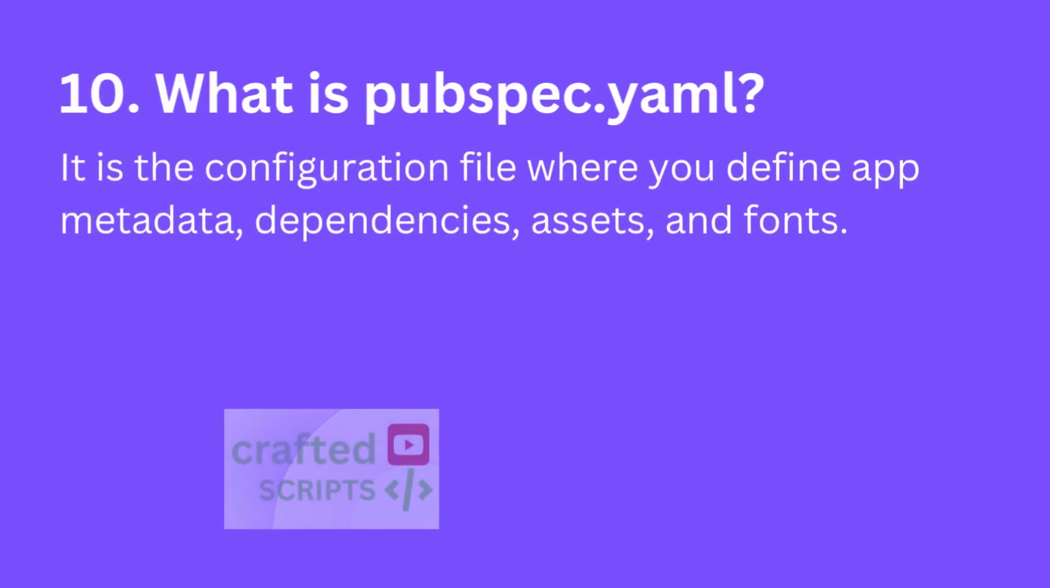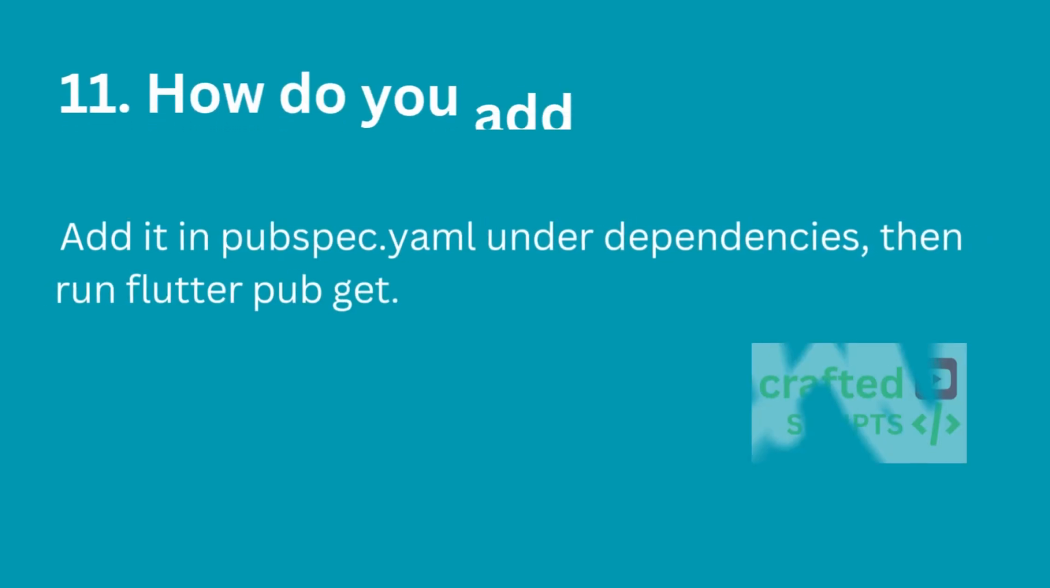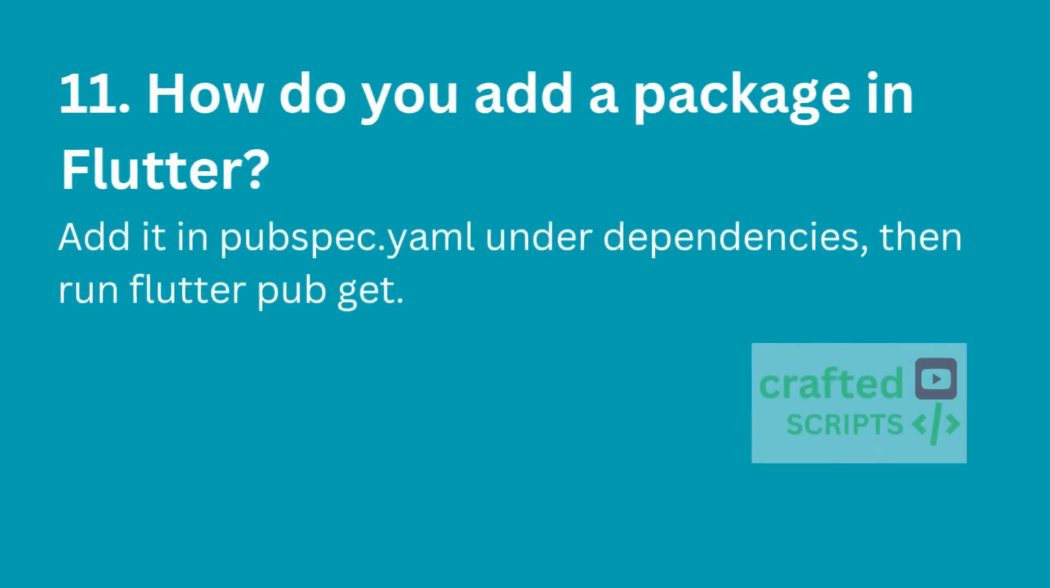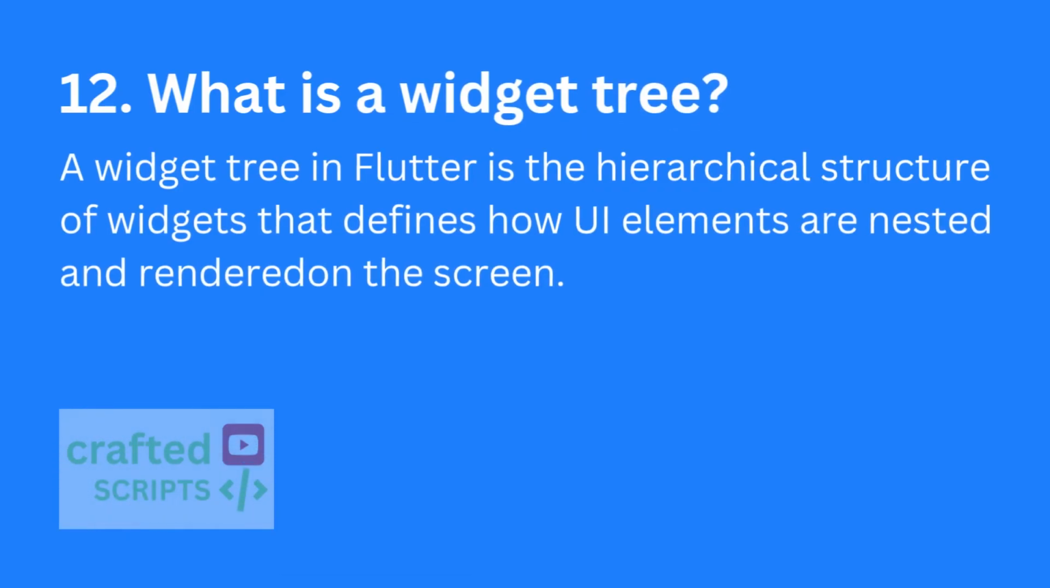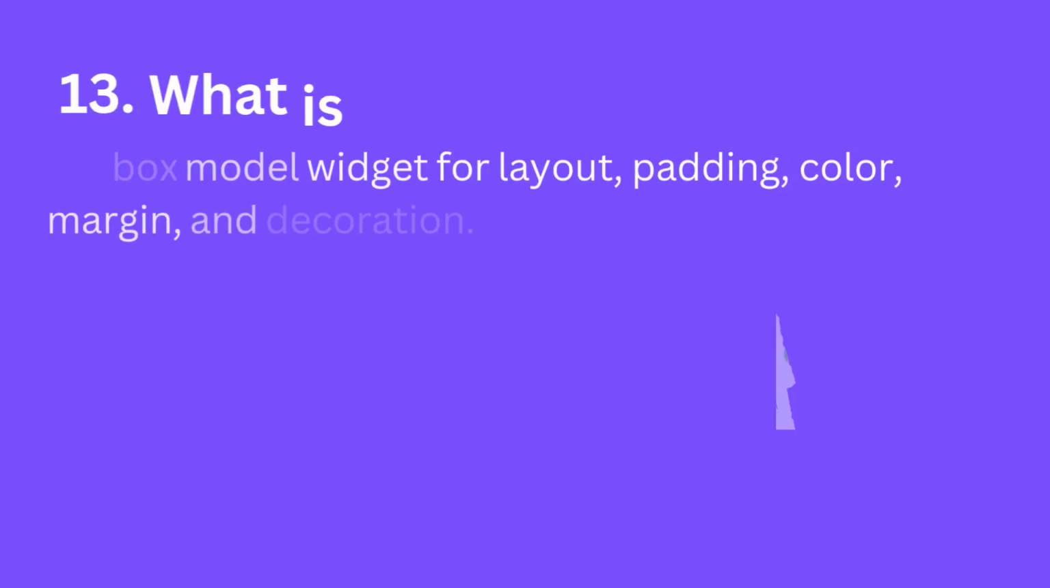Question number 10. What is pubspec.yaml? It is the configuration file where you define app metadata, dependencies, assets, and fonts. Question number 11. How do you add a package in Flutter? Add it in pubspec.yaml under dependencies, then run flutter pub get. Question number 12. What is a widget tree? A widget tree in Flutter is the hierarchical structure of widgets that defines how UI elements are nested and rendered on the screen.